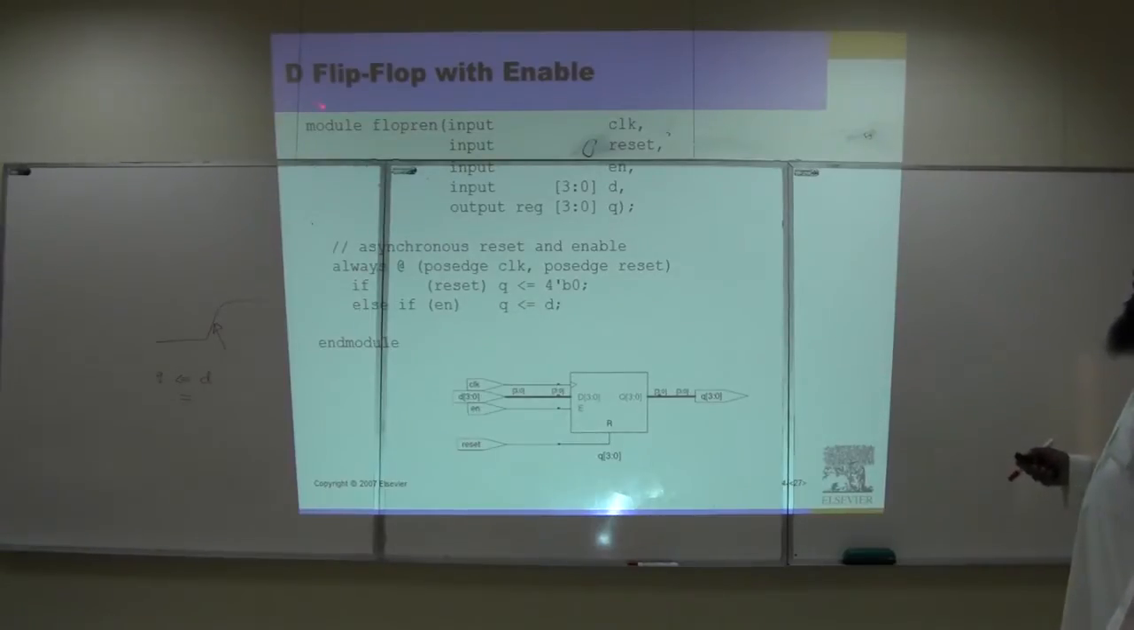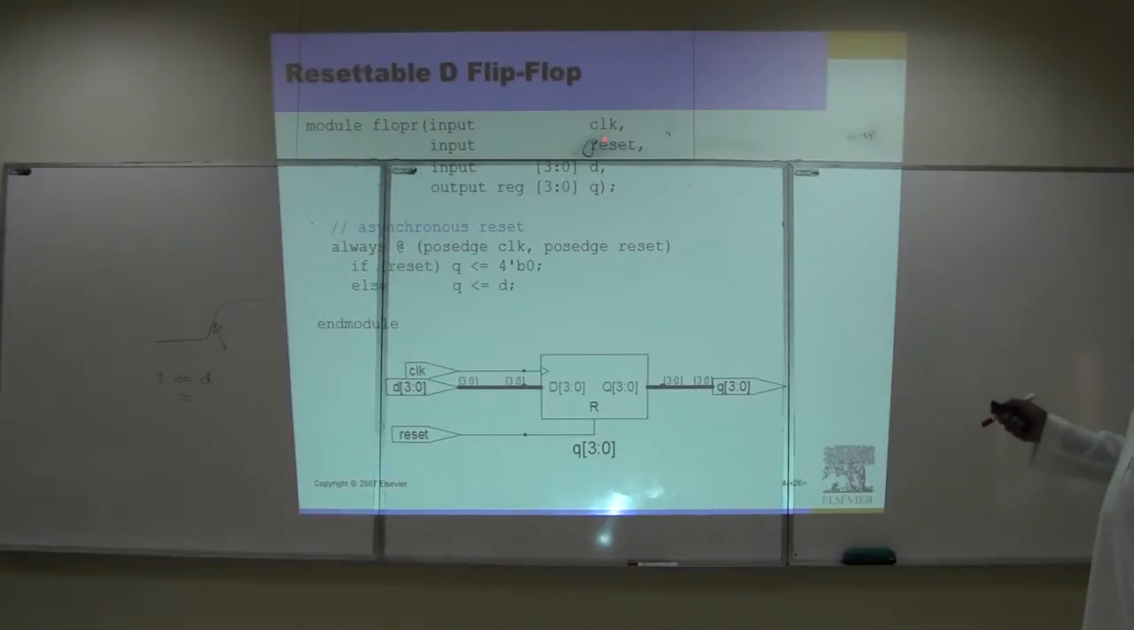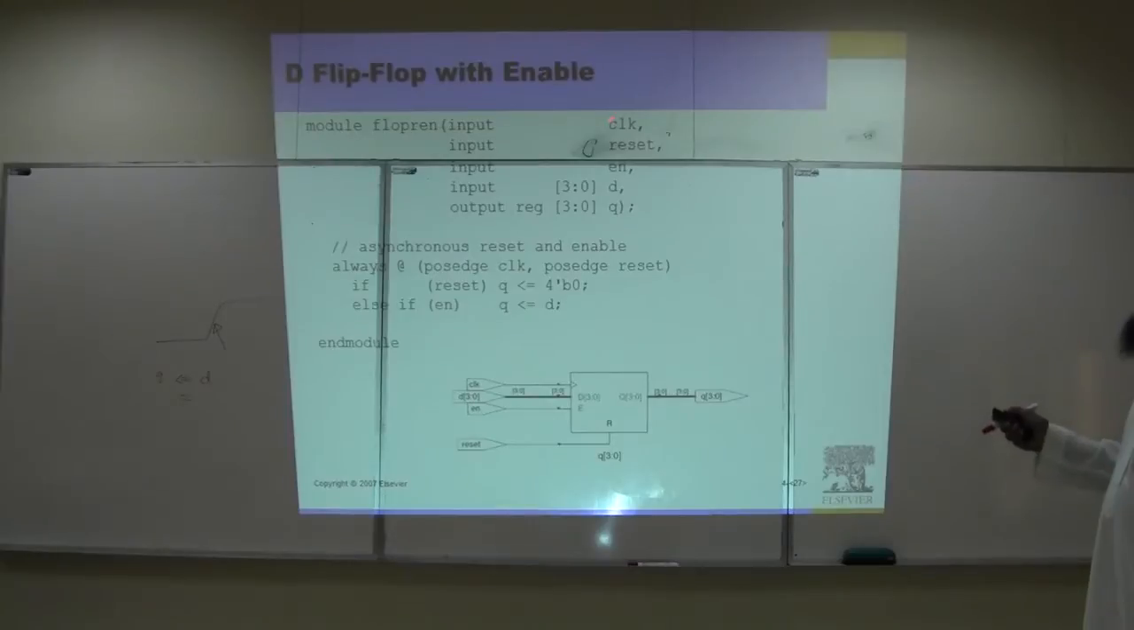Now the other one, D flip flop with enable plus reset both. So you have input clock, input reset, input enable, input D, and output Q. Okay. So here we do not have enable. Here we have clock, also reset, also enable. Okay. So this is the code for asynchronous reset plus enable.